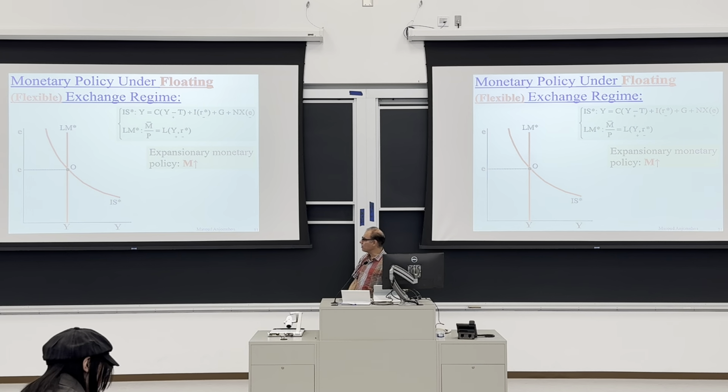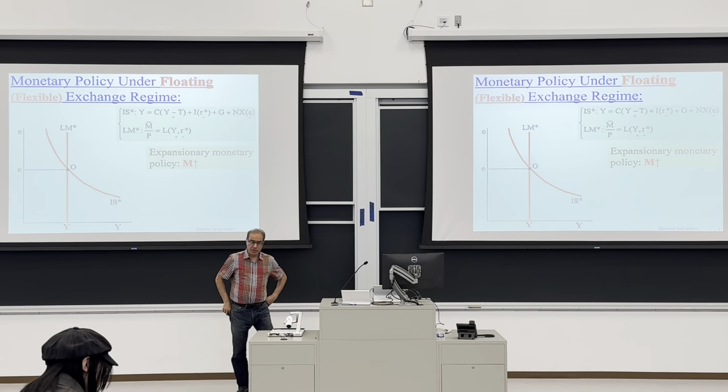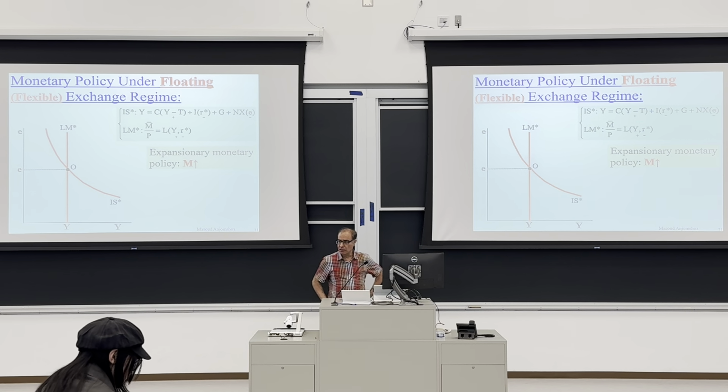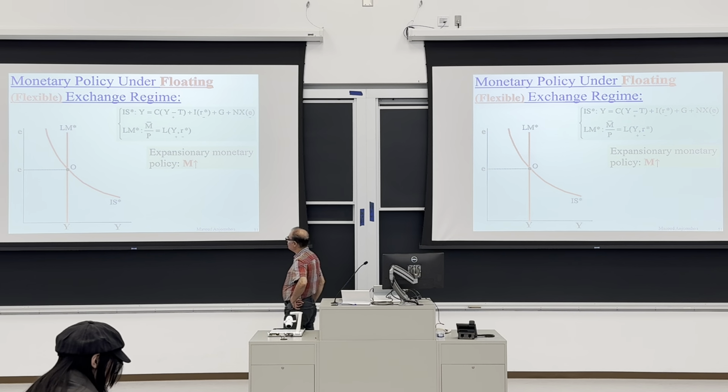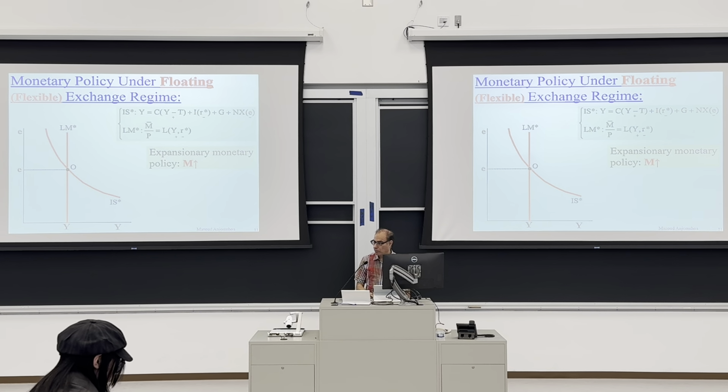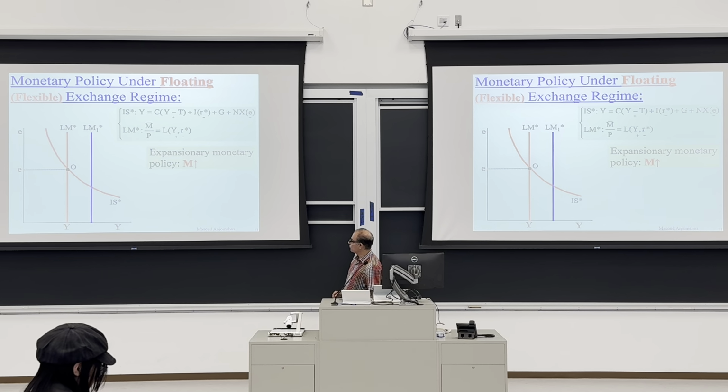Let's do one more exercise. Expansionary monetary policy. Okay, guys, can you tell me what happens from a graphical point of view? You have an M curve, you see here? This is fixed. If M goes up, Y has to go up. Can you see that?